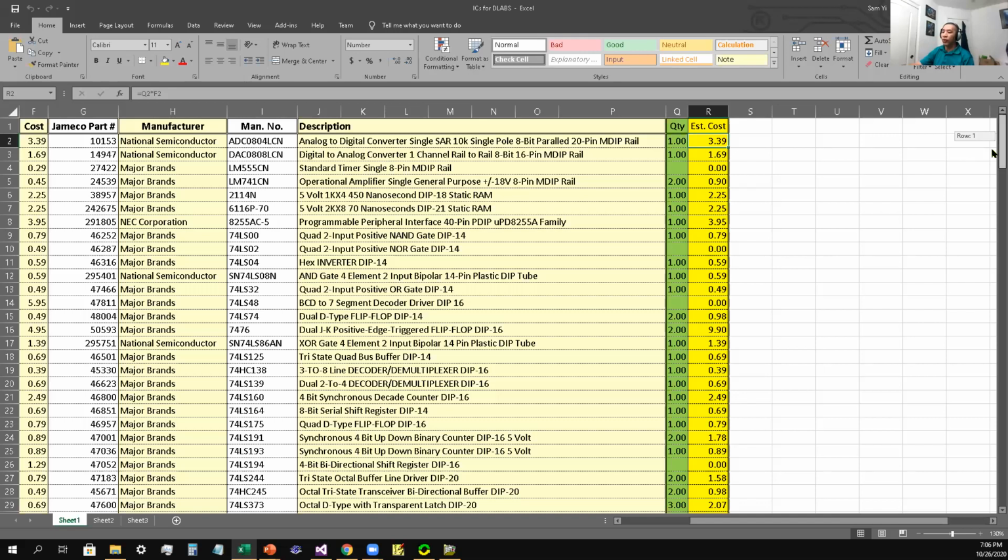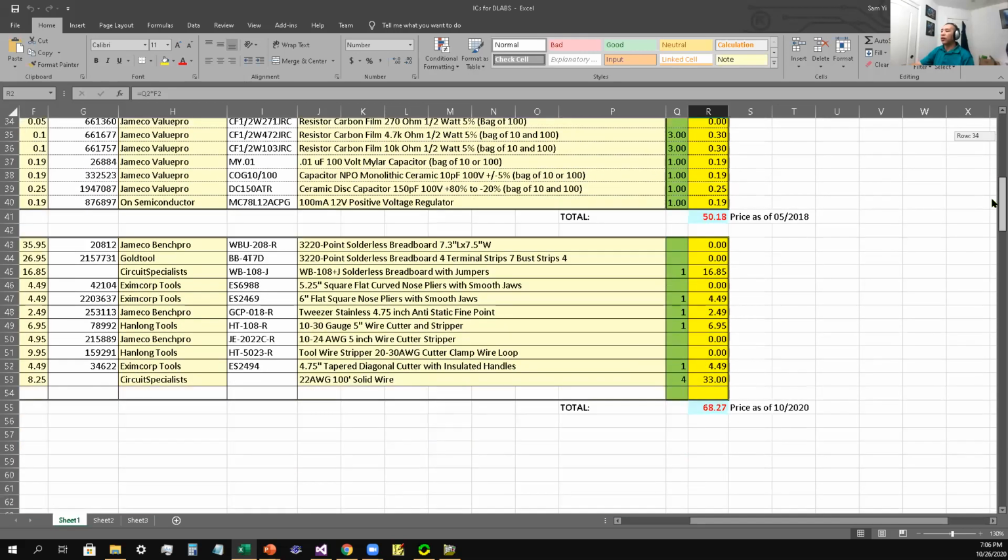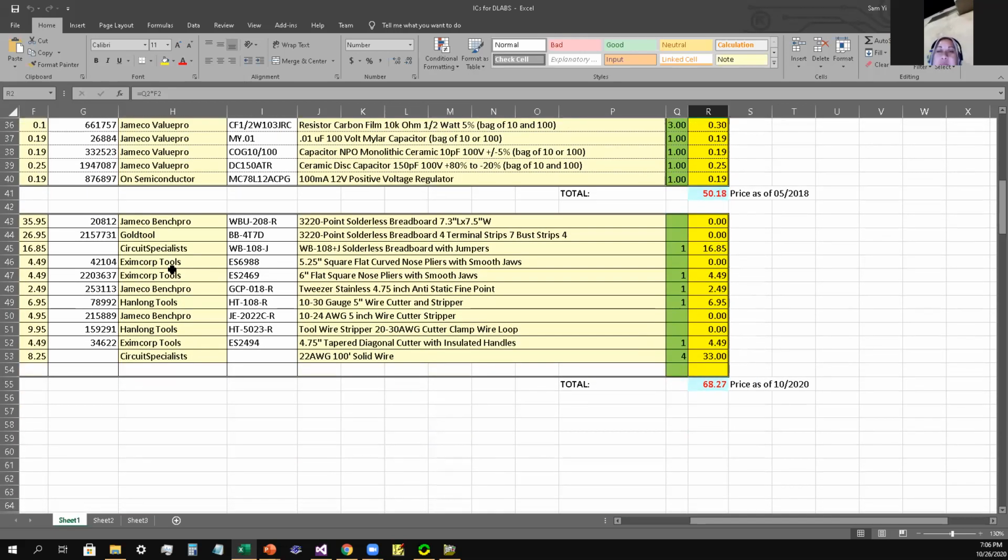Let me scroll down a little bit more. And so there is the second set, so these are the tools that I found. You can go to circuitspecialist.com, and the board is only $16.85. On Jameco, it would be a lot more, close to $40.